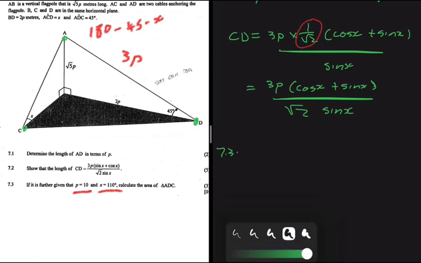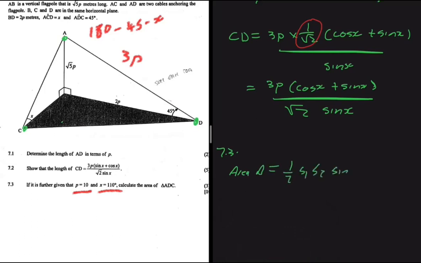So when we want to find the area of a triangle, right, we say half side 1, side 2, and then sine of the angle the two sides sandwich, right? So in this question, we know the length of side AD, right?